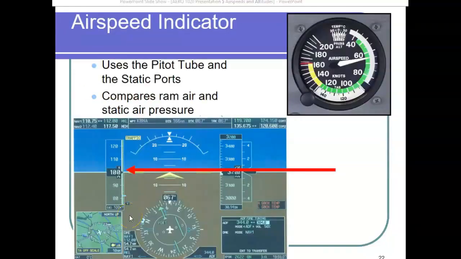Now, the Diamond DA-40 is a technically advanced aircraft with a glass panel, and the airspeed indicator is on the left side of the primary flight display. And instead of the analog round dial, you have a digital readout on the primary flight display. But the information displayed is obtained in the same way as it is on the analog instrument. In other words, dynamic pressure, total pressure, is compared to static pressure, and the difference is converted into airspeed.